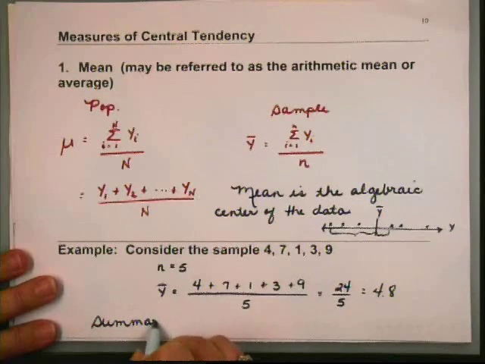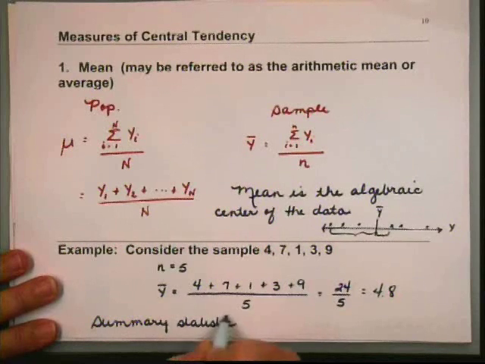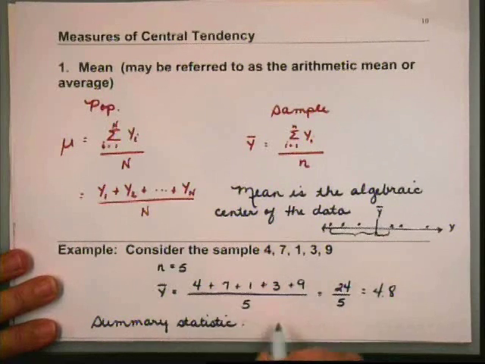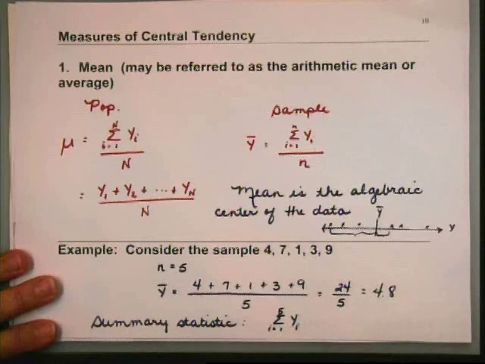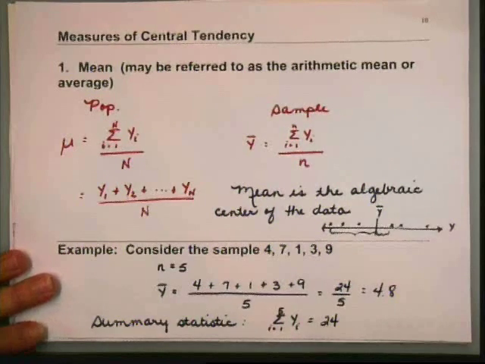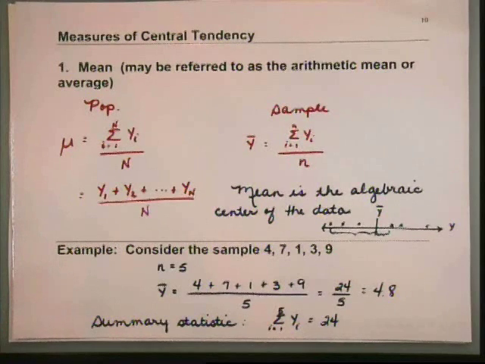You may also see a summary statistic in your textbook or on tests. If you just see something reported as the sum from i equals 1 to 5 of the yi's, that just means the grand total for the sample, or if it's capital N, the grand total for the population. So knowing the sample size, y bar, or the sum of the yi's is helpful.